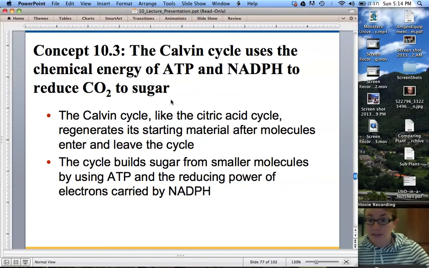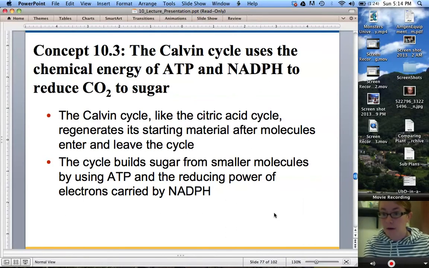So the last and final step of photosynthesis, coming after the light-dependent reactions, is the Calvin cycle. And remember that the light-dependent reactions are what provided us with energy for the Calvin cycle to happen. So that's where we got our ATP and NADPH in order to then turn carbon dioxide into sugar. So the energy for what we're going to talk about is coming from the light-dependent reactions.